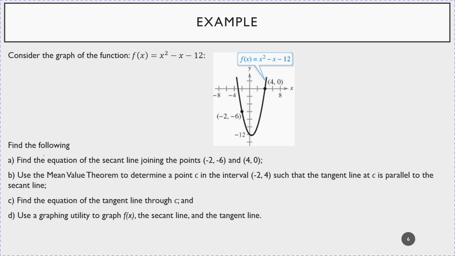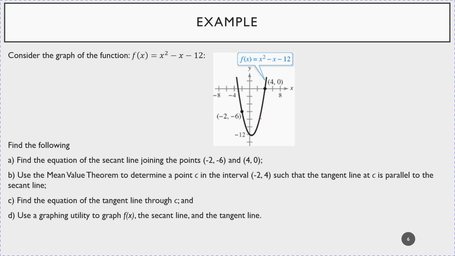First thing we want to do is find the equation of the secant line joining the points -2, -6 and 4, 0. The slope of this secant line is going to be what's called the average rate of change of this graph. Then we're going to use the mean value theorem to determine a point c somewhere between -2 and 4, such that the tangent line at c is parallel to the secant line. And then we're going to find an equation of the tangent line through c.